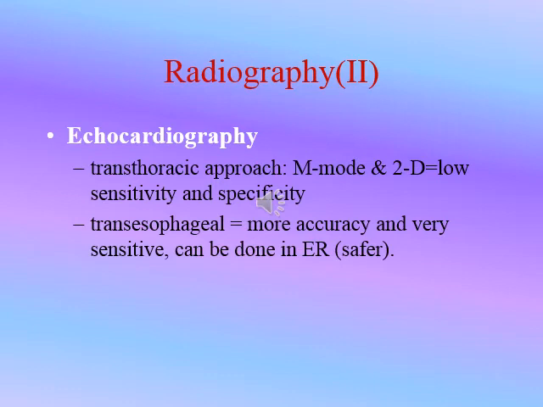A more accurate technique, though not feasible for all patients, as some of them are shocked and not cooperative, will be transesophageal echo, because we can image a longer part of the vessel. So it's a very sensitive technique. It can even be used in an ER, and it's quite safe. But it's a bit tricky to note that the patient might be shocked.